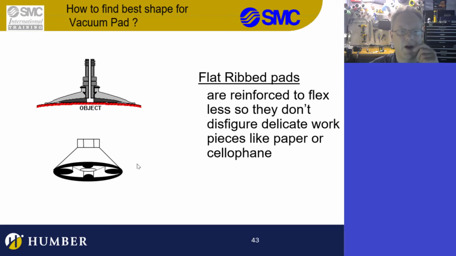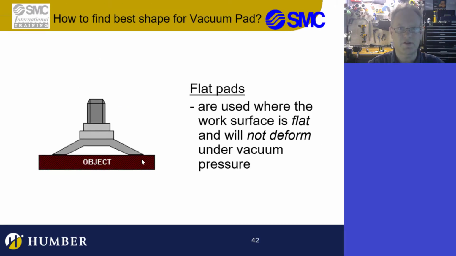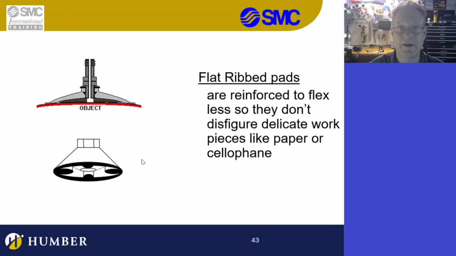So this is what's going on. When we have something that's really perfectly flat and a good seal, then we can use a flat pad. Now, if it's something that is really thin, like a piece of paper, or we're picking up tin foil or something, you're going to deform it, right? So you have these things called ribbed, and they have these little ribs in here. So when you suck on it, you don't deform it. So let's just take a look at this.